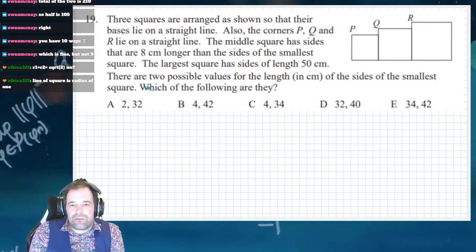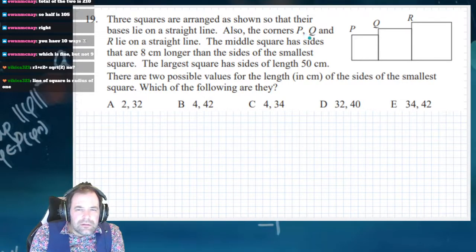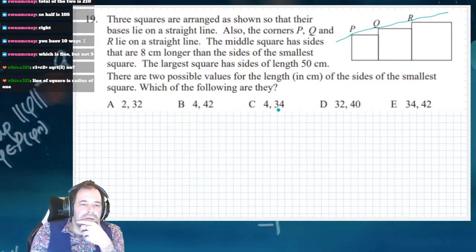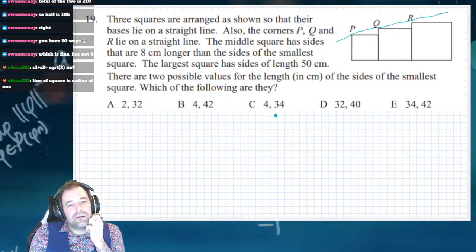Three squares are arranged as shown so that their bases lie on a straight line. Also, the corners P, Q and R lie in a straight line. The middle square has side length 8 centimeters longer than the side of the smallest, and the largest square has side length of 50.